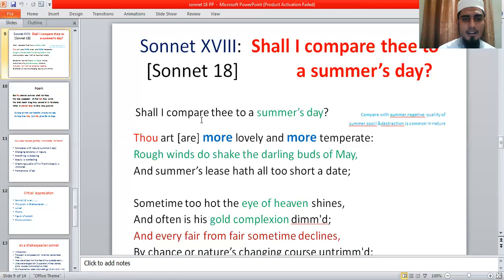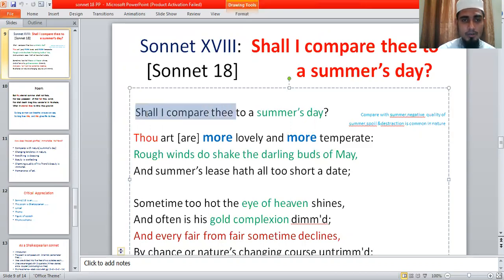At the very beginning, the poet starts the poem with a question: shall I compare thee to a summer's day? The poet raised a question, shall I compare thee to a summer's day? Why did the poet use the image of a summer's day? This is the image in this color, the lines which are designed with this color.